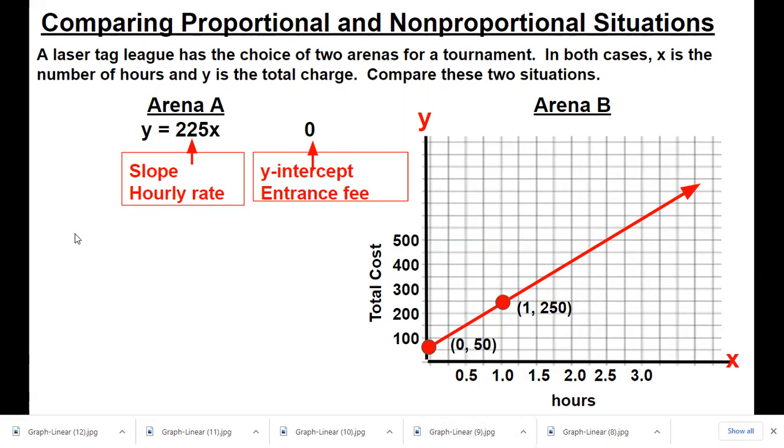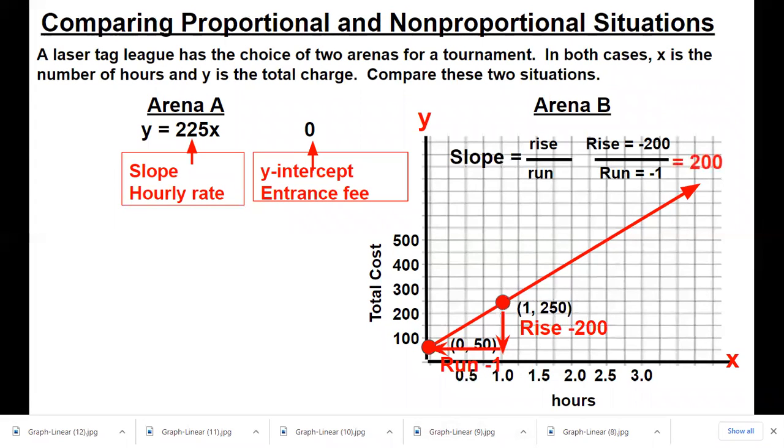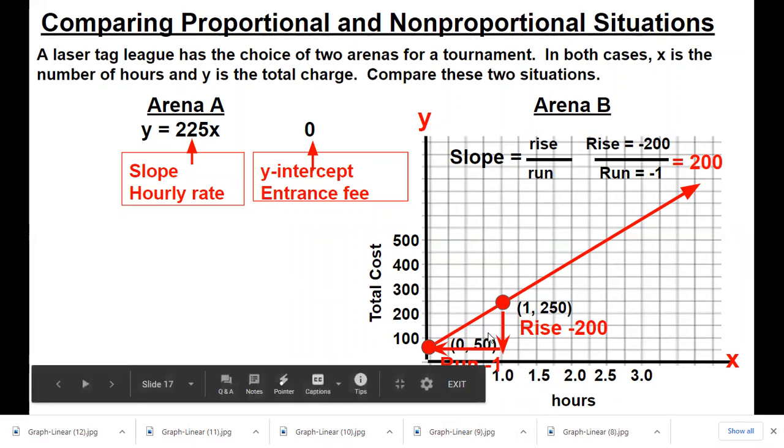And then we'll pick another point on the line, and we're going to find the slope. The slope is rise over run. We're going to rise negative 200, and we're going to run negative 1. Negative 200 over negative 1 is a rate of $200. So it costs $200 an hour to rent Arena B. So it's a little cheaper that way, but because this starts at 0, 50, they're charging a $50 entrance fee one time.